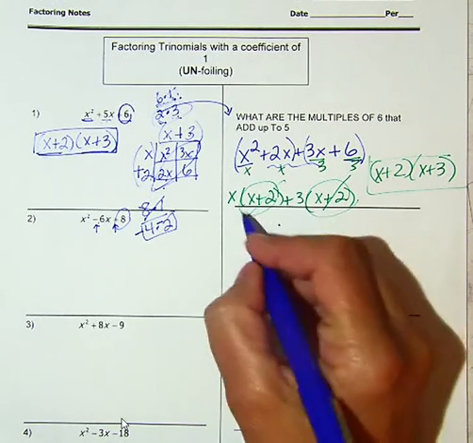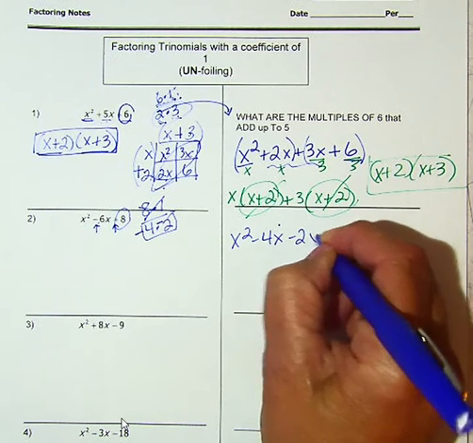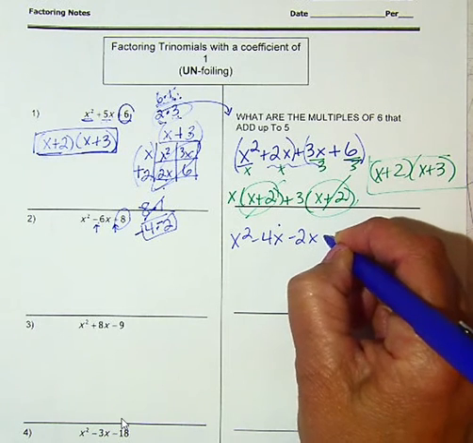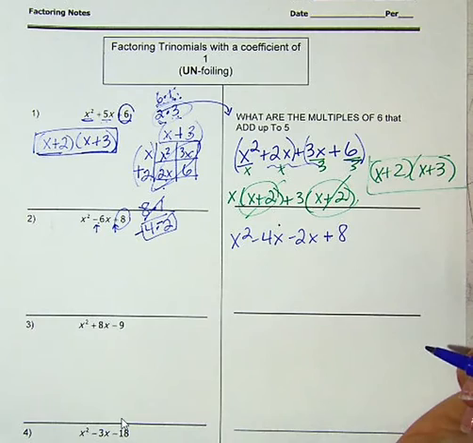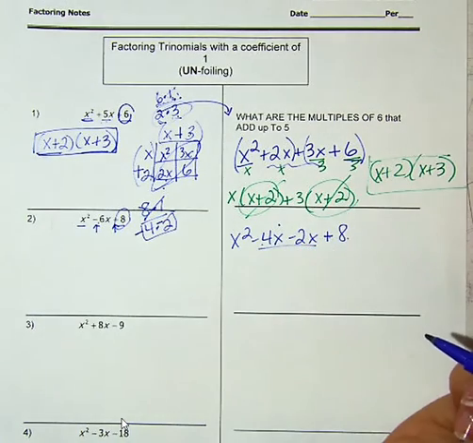So if I want to do grouping, I'm going to say this. X squared minus 4x minus 2x plus 8. Okay? Remember, my first and last stay the same, and then I just put the combination in the middle.